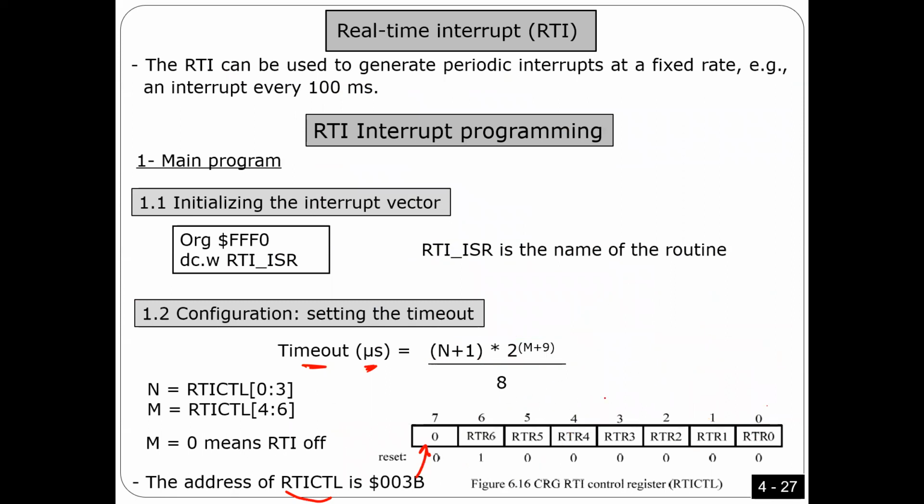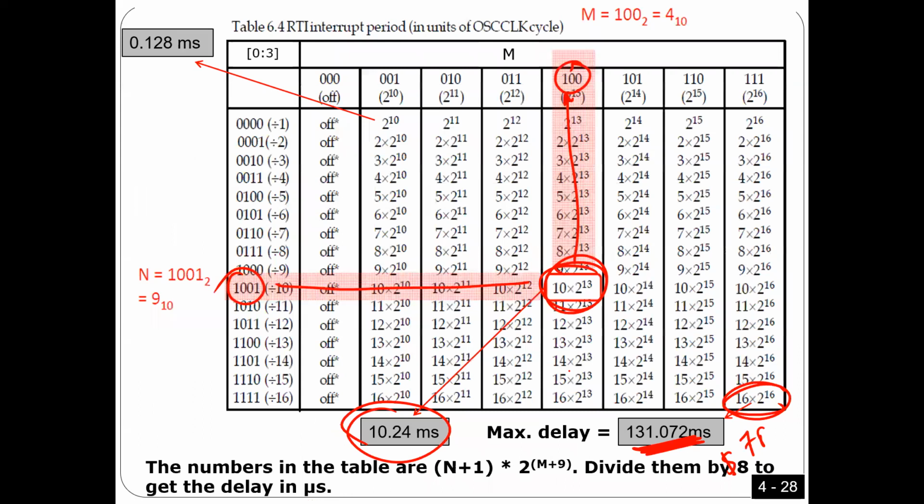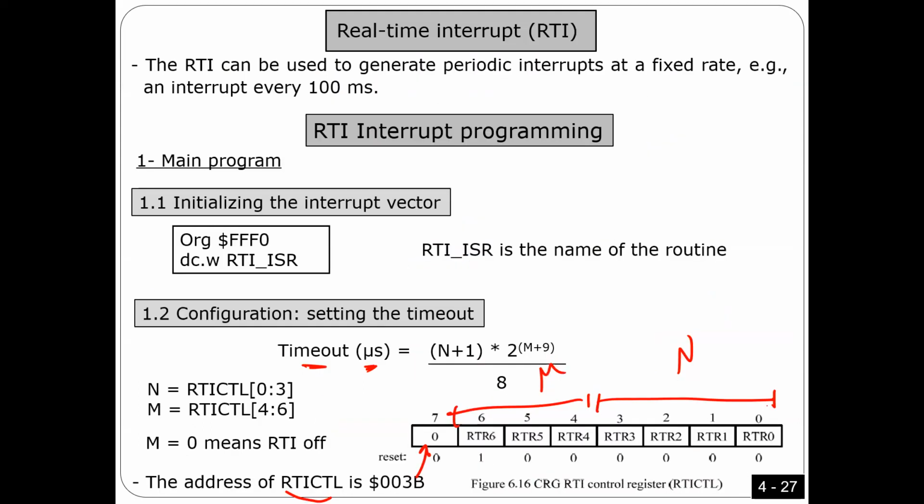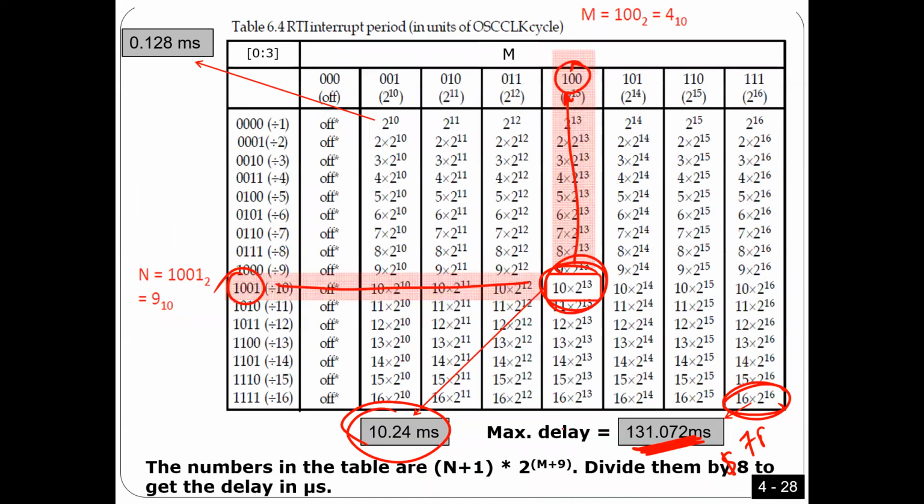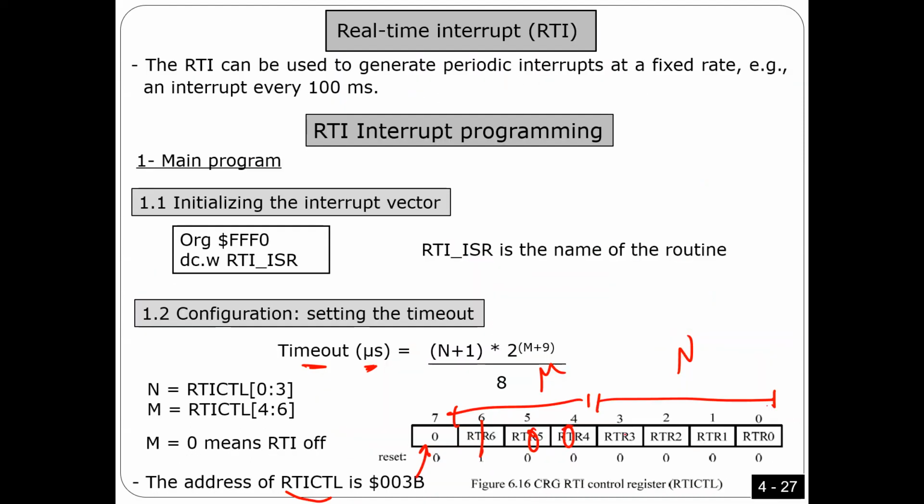Again, these four are N. These three are M. So what is in here? M is 100. So it has to be 100. Is that okay? This is for M. For N, it is 1001. So what is this number?